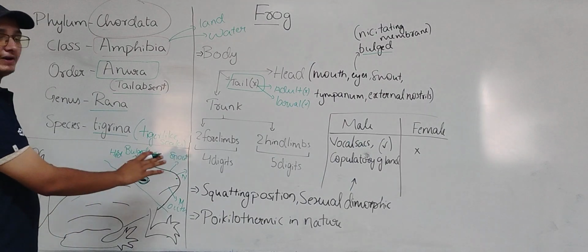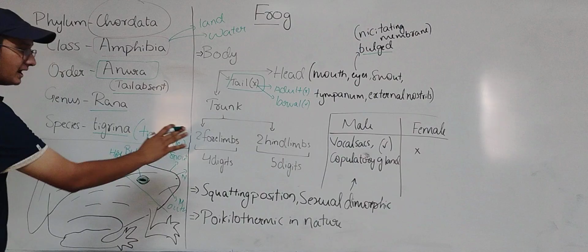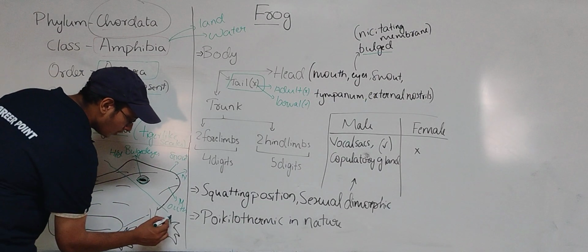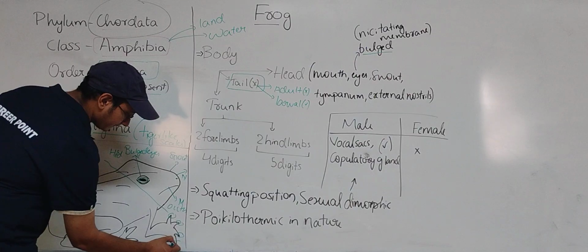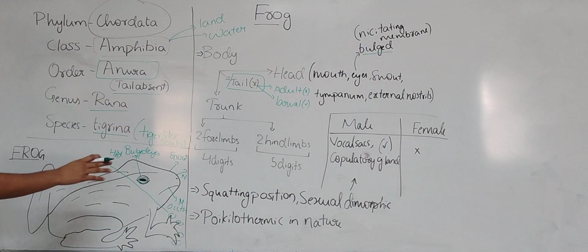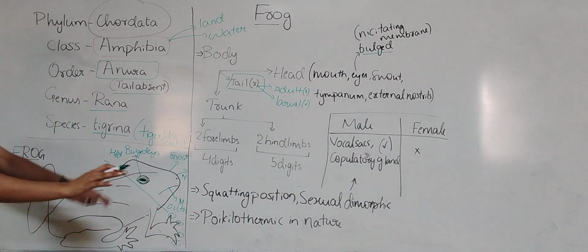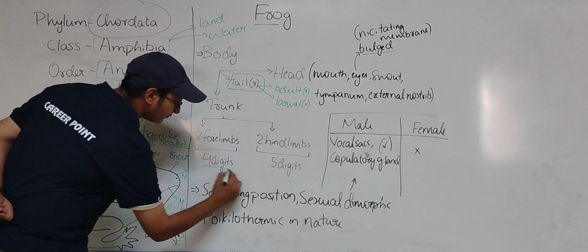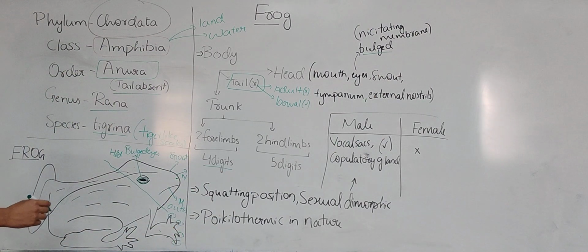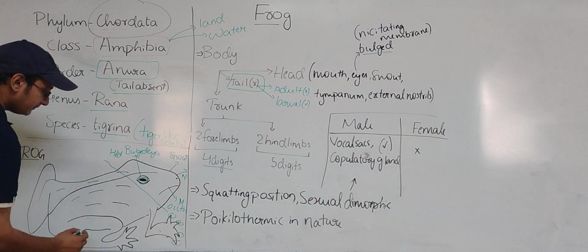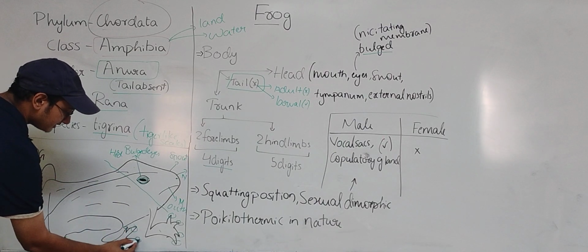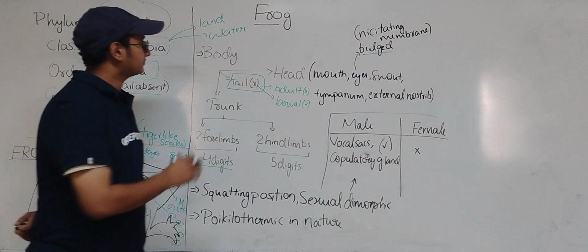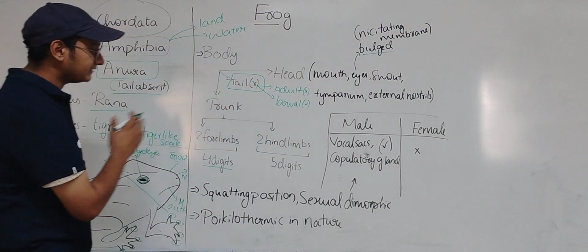So here the trunk is divided into two forelimbs and two hind limbs. So the forelimbs have 4 digits. 4 digits are present in the forelimb, and coming to hind limb, 5 digits are present in the hind limb. So the body is divided into head and the trunk.